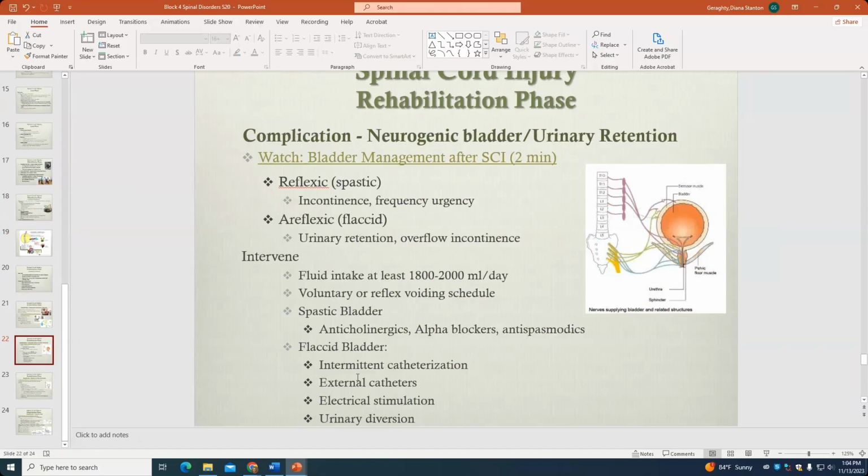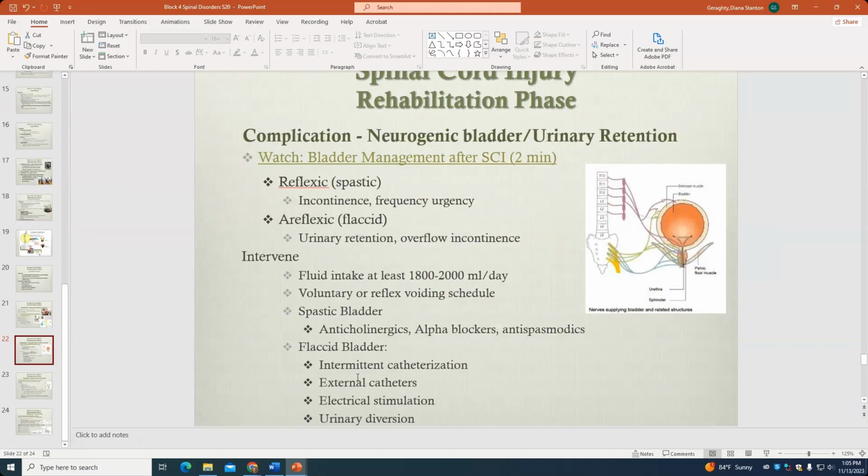You can intermittently catheterize. They can do catheters. They actually have electrical stimulation that, every 8 hours, like pacing the bladder, every 4 hours or every 3 hours, will contract the detrusor for you. It'll stimulate that contraction and you'll pee. You'll know when it's coming. Urinary diversions can actually divert the bladder out to the outside.